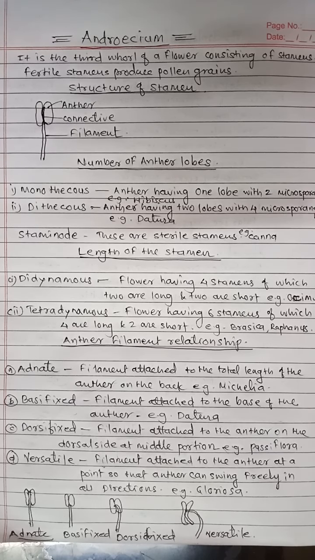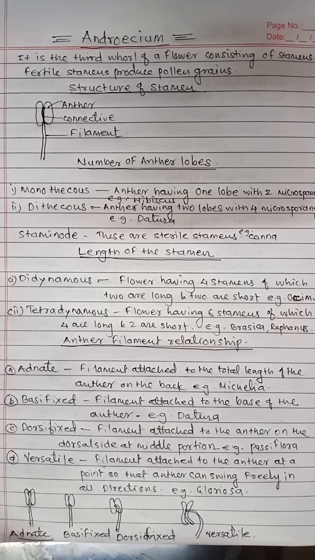And when the dehiscence or breaking of anther takes place towards the center, it is called introrse. Example, tomato. And when the dehiscence of anther takes place towards the periphery or margin, it is called extrorse. Example, Ranunculus.